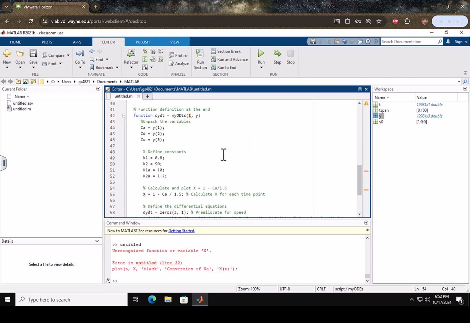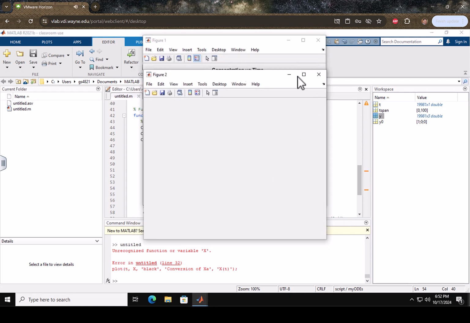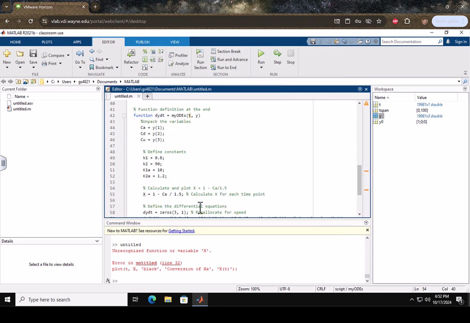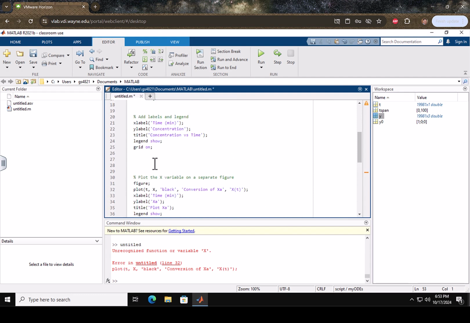So what I did here is we're now putting it inside of the function and trying to see if it works that way. And again, we have a figure 2 now popping up. However, it's not giving us the graph we're desiring. It's saying that there's an error, unrecognizable variable x. So it's not an issue that it's being inside the function. The issue is this. We need to put it here.